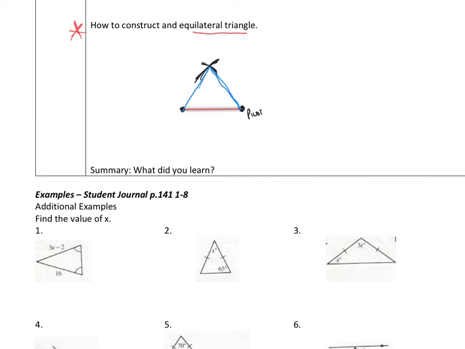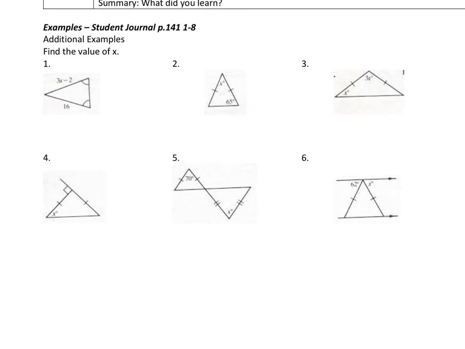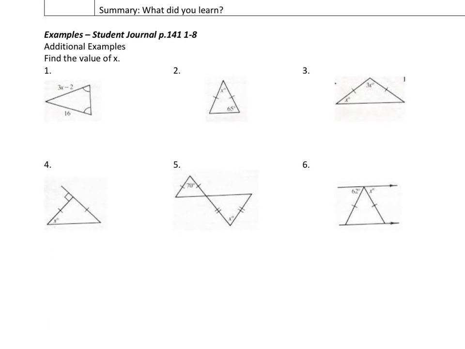Let's do a few of these examples. We're going to do the student journal ones in class, but I want to do these additional examples with you. So on these ones, find the value of x. And we're going to state if we're using the converse or the isosceles triangle theorem. Since here I'm given the angles are congruent, this is the converse of the isosceles triangle theorem, but that tells me that 3x minus 2 will be equal to 16, so 3x equals 18, x will be 6.